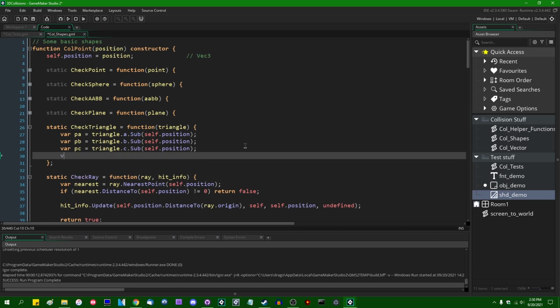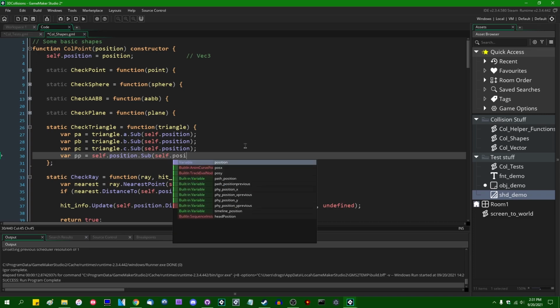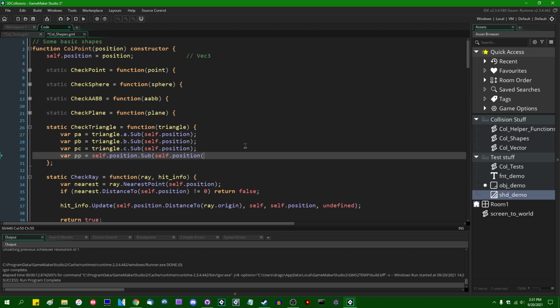You could technically also say our PP is going to be equal to self.position.sub(self.position). I'm really losing my keyboard today. But as the eagle-eyed observers among you may realize, this is just going to be a zero vector, because anything minus itself is zero, so we don't have to bother with that, which is probably honestly a good thing, because if I say the word PP too many times in a video, I know I'm going to get some weird comments that don't have anything to do with math.